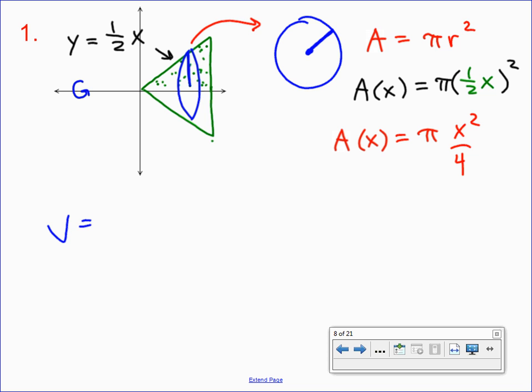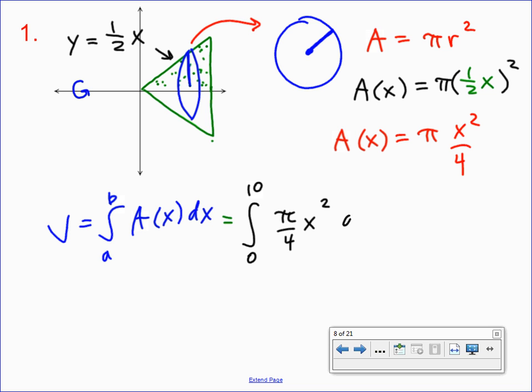So to find our volume, we will integrate our area function across the range of typical cross sections from a to b with respect to x. For us, that'll be the integral from, well, the first typical cross section could be sliced at the beginning of the region on the left-hand side, x equals 0, up until the rightmost cross-sectional slice, which would be x equals 10. My area function is pi over 4 x squared, and we'll integrate that with respect to x.